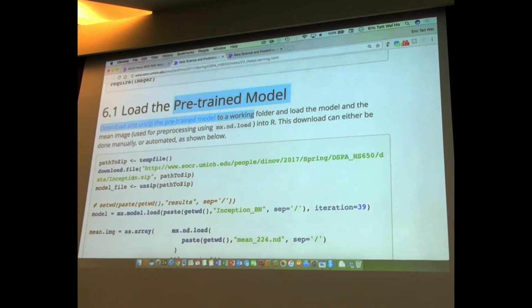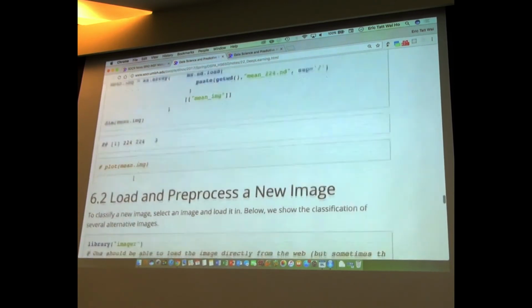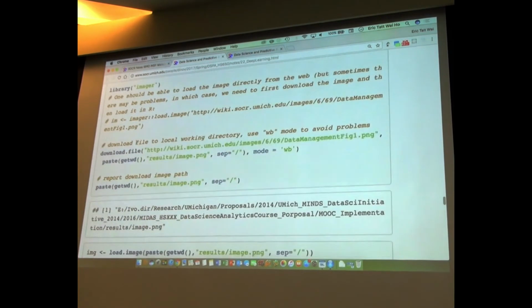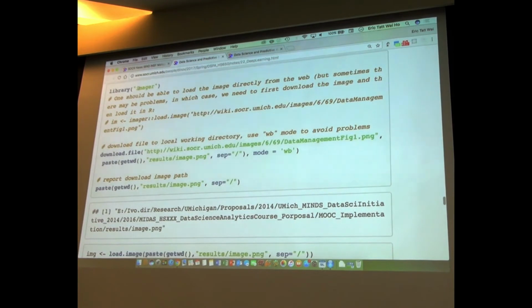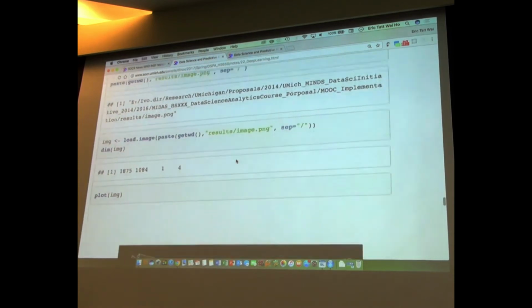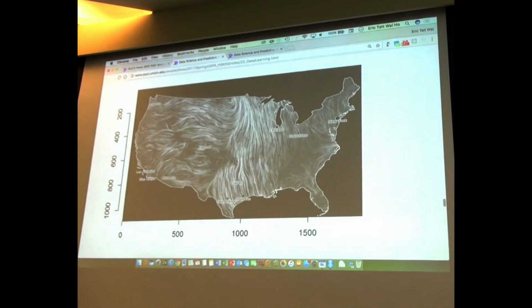Okay, here is the inception zip file. It's a large zip file. And then you essentially need the imager package just like we had before to be able to parse in and out PNGs, JPEGs, GIFs, and other images. And then you go ahead and one at a time load an image. So that's a weather map of the US. Kind of random image. It doesn't really matter what it is.